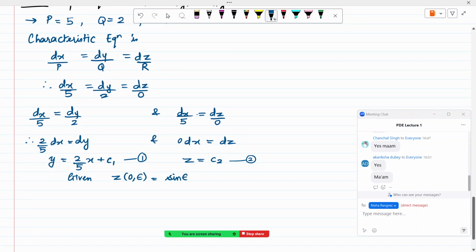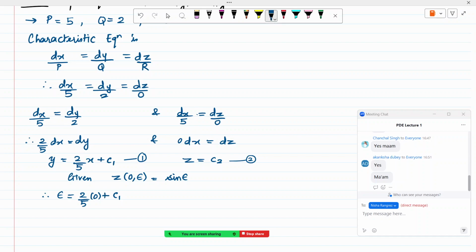So this is what is given to me. When I substitute this in equation number 1, what do I get? In place of y, I'll put epsilon. 2 by 5 times 0 is equal to c1. Sorry, not equal to. It will be plus c1.